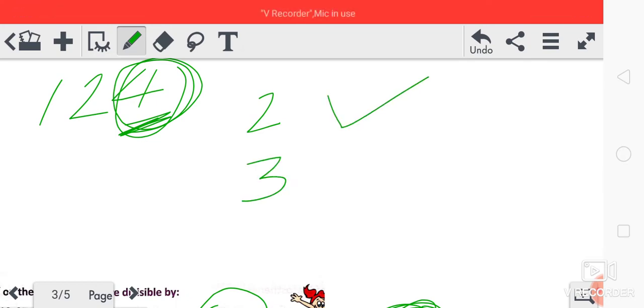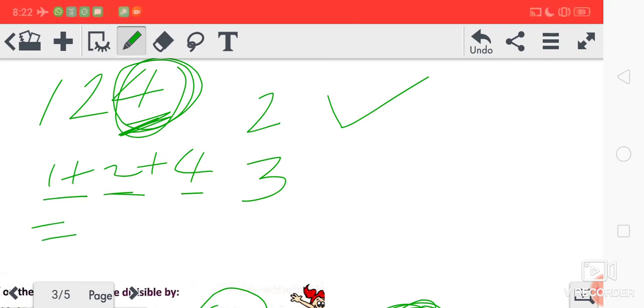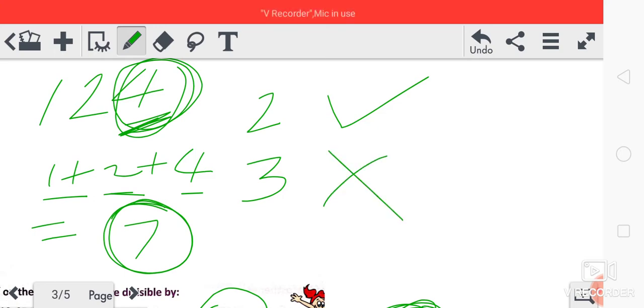Now we'll check for 3. What is the rule for 3? We have to add the digits 1 plus 2 plus 4. How much will we get? 1 plus 2 is 3, 3 plus 4 is 7. Is 7 a multiple of 3? No, it is not divisible by 3. That means it is not divisible by 6 also.